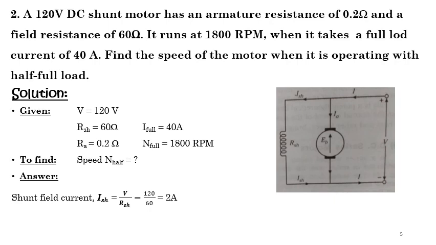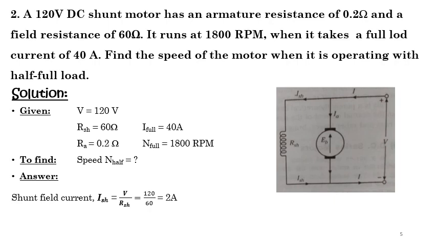Next, the second question. A 120 volt DC shunt motor has an armature resistance of 0.2 and a field resistance of 60 ohm. It runs at 1800 rpm when it takes a full load current of 40 amps. Find the speed of the motor when it is operating with half full load. So let us see what details are given.